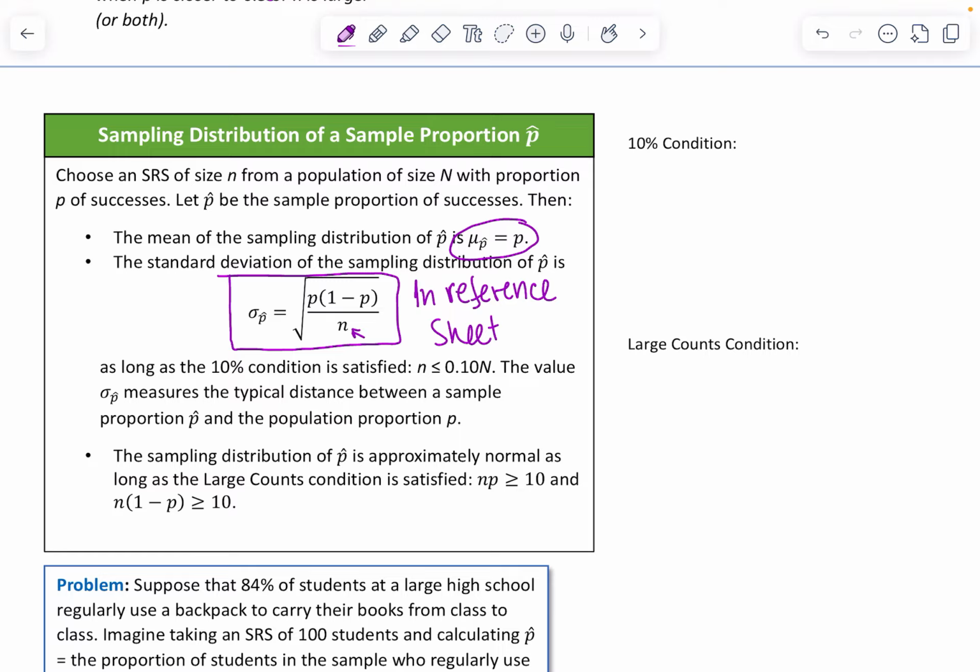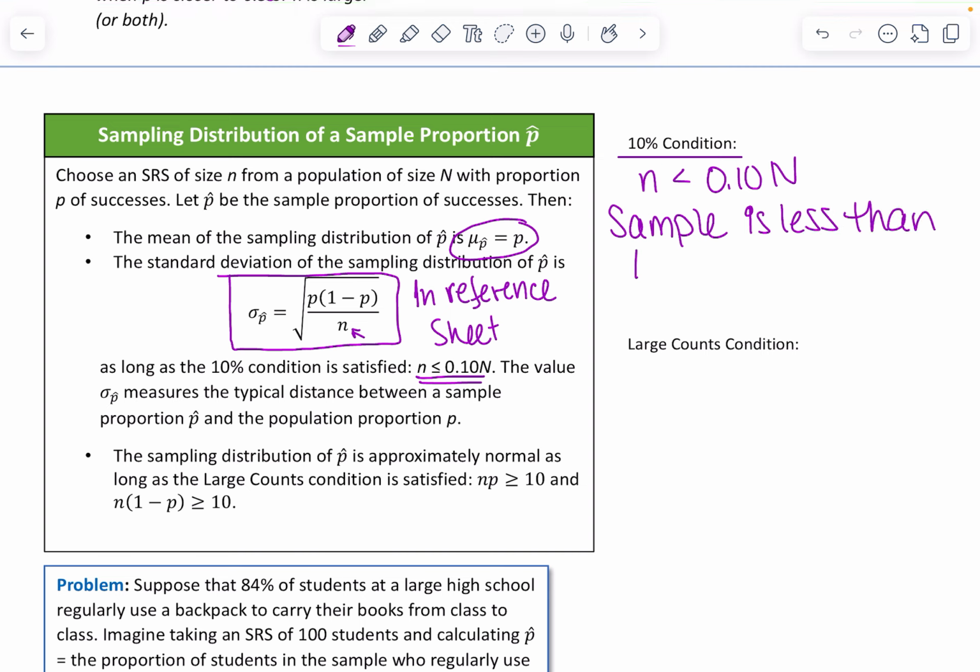Now, we also mentioned back in chapter 6, we briefly talked about the 10% condition. I'm just going to remind you what that is. It's right here. It's saying this little n is less than or equal to, I'm used to it just being less than, 10% of big N. What does that mean? That means my sample is less than 10% of the population.